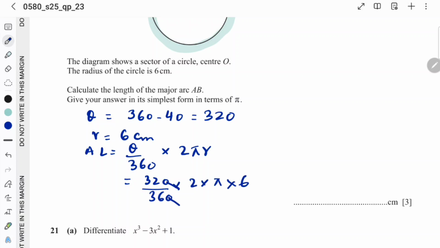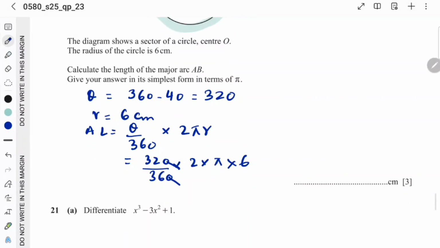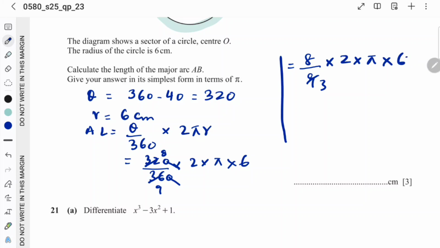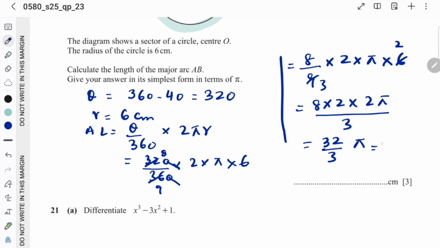Now you just cancel it. You can take 4 times: 4 8s are 32, and 4 9s are 36. So 8 over 9 times 2 times pi times 6. Now you can cancel more: 3 3s are 9 and 3 2s are 6. So you have 8 times 2 times 2 pi upon 3, which equals 32 upon 3 pi. Or you can write 10 whole 2 over 3 pi.